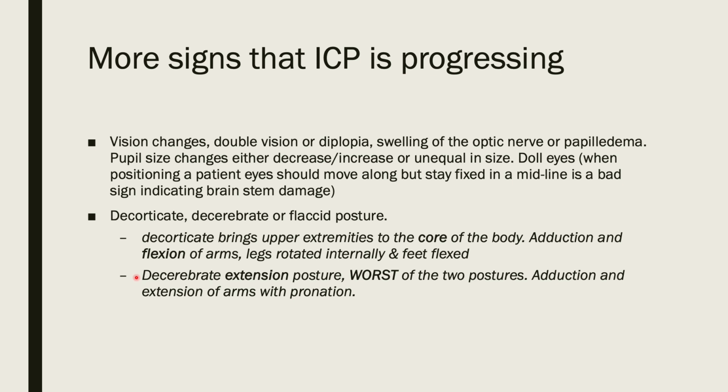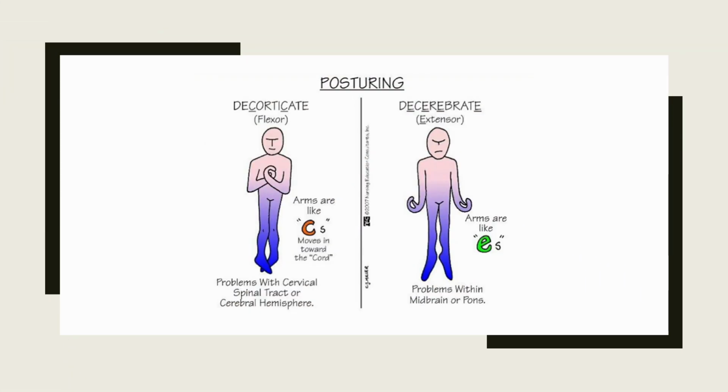Positioning, they can have a decorticate, decerebrate, or flaccid posture. And this slide right here is a really good example of it. So that decorticate, it's a flexor. They're flexing. Their hands are making a C, and it's to the core of their body, okay? It moves in towards the cord. And this is usually problems with the cervical spine or that cerebral hemisphere.